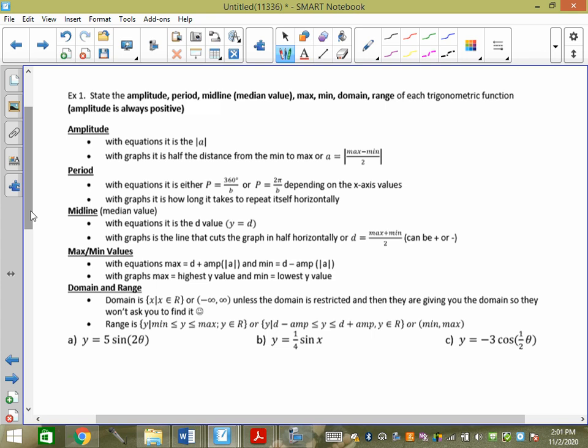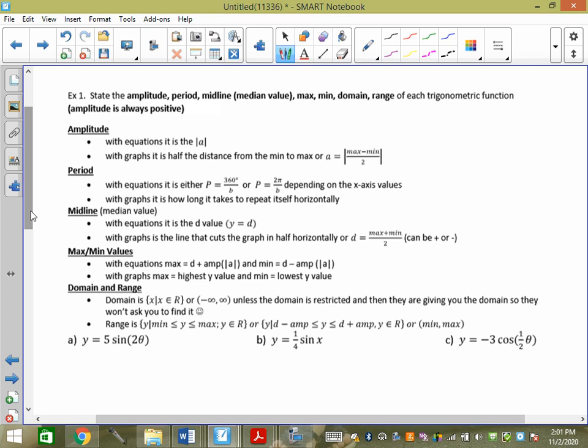Our midline or our median value, with equations, it's just y equals the d value, the very last value, your vertical displacement, right? With graphs, you can either count up your amplitude and down your amplitude to your midline, or you can literally use the formula max plus min divided by 2. Your d value or your midline can be positive and negative. Your amplitude cannot. If you're going to use your a formula and your d formula, please memorize them correctly. Don't mix them up. I get people doing that on the test, and you get your amplitude for your d and your d for your amplitude. Okay? Max minus min divided by 2 is amplitude, and then max plus min divided by 2 is your midline.